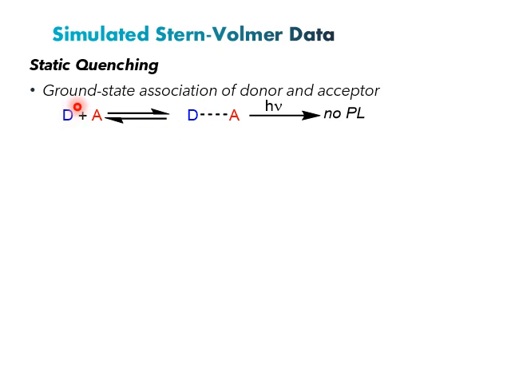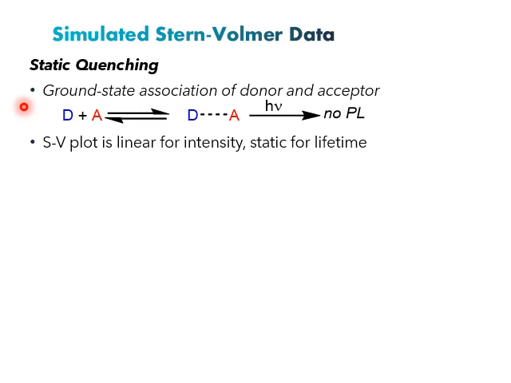And so because you're only seeing luminescence from the donor, its lifetime won't change. Again, the free donor doesn't interact with the acceptor at all in the excited state. And so you're going to basically just see the lifetime staying the same. So that's kind of what happens then with the Stern-Volmer plots. You'll see that normal linear relationship in terms of intensity, but the Stern-Volmer plot is going to be static for a lifetime. Basically, there's no change in the lifetime when you have static quenching.